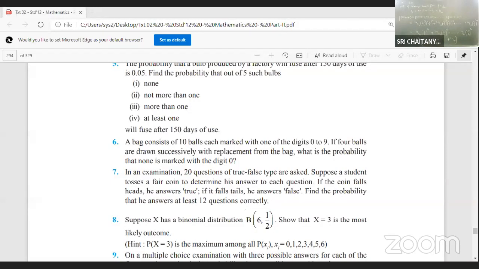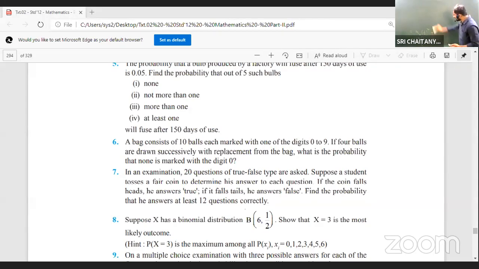Suppose X has a binomial distribution B(n, p). That means, already at the time of introduction of this binomial distribution, I discussed it is represented by B(n, p). I think that you wrote the notes also. n is equal to 6 is given to you. The p value is equal to 1 by 2. What will be the q value? q is also 1 by 2.